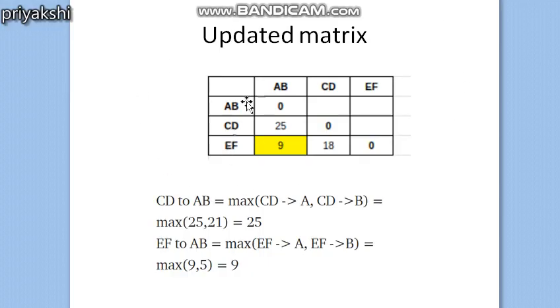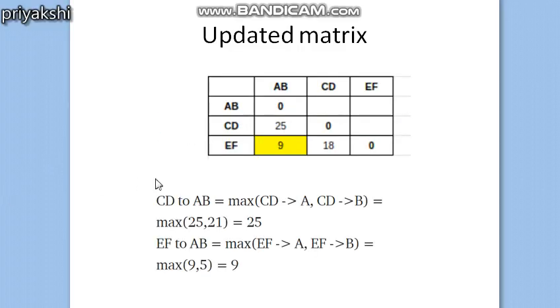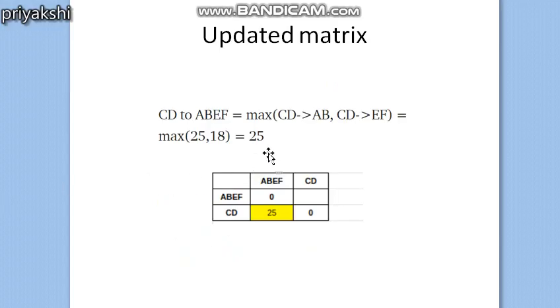Again from this matrix we have to take the minimum value. What is the minimum value? 9. So again AB and EF will be combined here. So it will be a 2 by 2 matrix. To find the distance from CD to AB, EF, we have to find the distance from CD to AB and CD to EF, and we have to take the maximum distance. CD to AB is 25 and CD to EF is 18. So it will be updated by 25. So next we will get this matrix, and from this matrix we can combine everything into a single cluster.